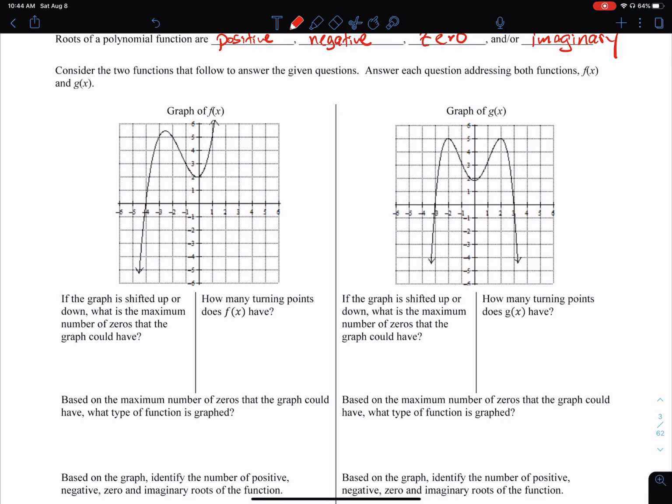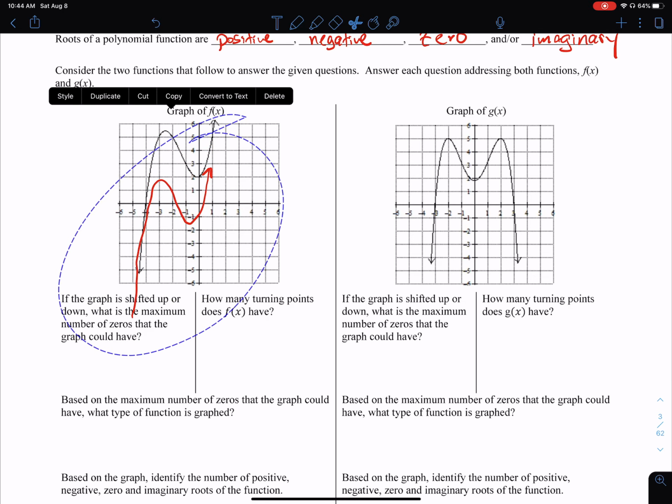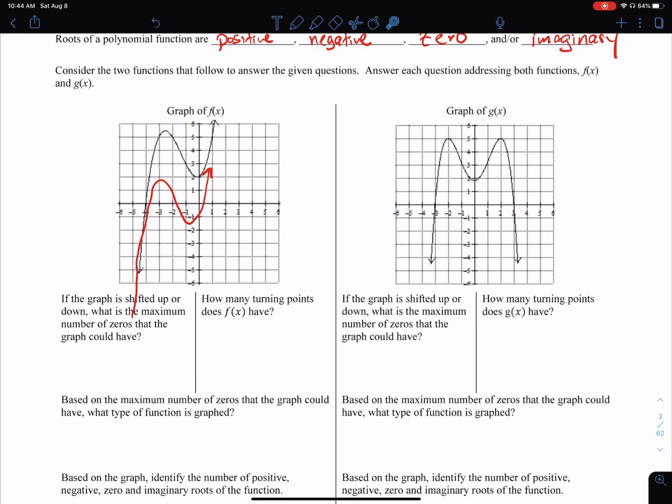Consider the two functions that follow. Answer the questions addressing both functions f and g. I'm going to trace over this for a second for reasons that we will see. If the graph is shifted up or down, what's the maximum number of zeros the graph could have? If I take this graph and shift it down, I could make it so that it has 1, 2, 3 zeros.